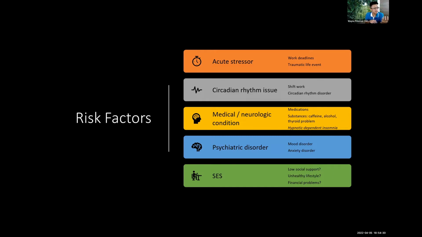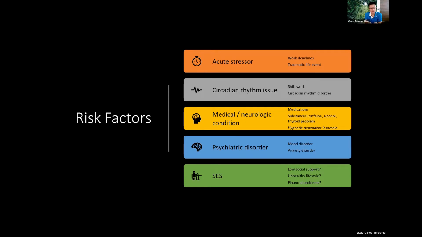And then we have the medical or neurologic condition, right? People who are on medications for a neurological condition, who are on substances like caffeine, alcohol, right? Or who use hypnotics, right? Substances like hypnotics may experience sleep problems. A psychiatric disorder, number 4, such as mood, depression, bipolar, anxiety, panic attacks, panic disorder, phobias, agoraphobia, obsessive compulsive disorders, and so on, right?